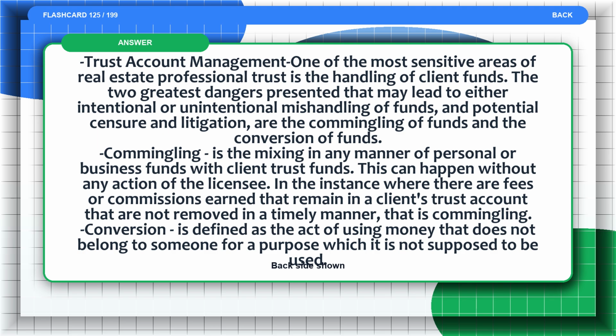Commingling is the mixing in any manner of personal or business funds with client trust funds. This can happen without any action of the licensee. In the instance where there are fees or commissions earned that remain in a client's trust account that are not removed in a timely manner, that is commingling. Conversion is defined as the act of using money that does not belong to someone for a purpose which it is not supposed to be used.